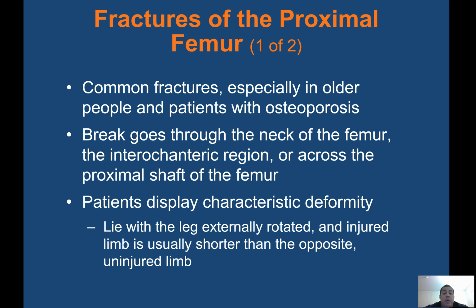Fractures of the proximal femur. Common fractures, especially in older people and patients with osteoporosis. Break goes through the neck of the femur, the intertrochanteric region, or across the proximal shaft of the femur. Patients display characteristic deformity. They lie with the leg externally rotated, and the injured limb is usually shorter than the opposite uninjured limb.